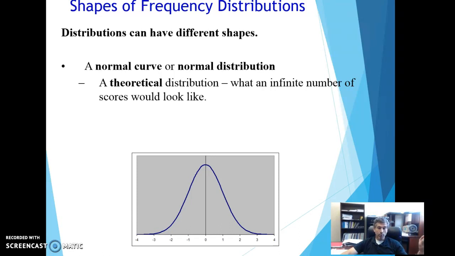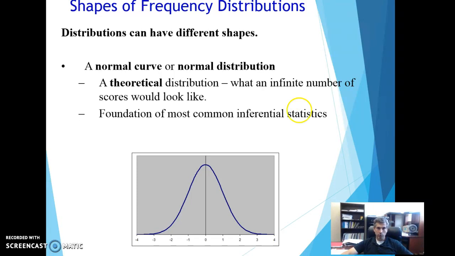How does that higher math work? Take a math class. We're not going to talk about it here. We're just going to talk about how it works for us. So again, this is a theoretical distribution. It's not derived from actual scores. A distribution derived from actual scores, by the way, is called an empirical distribution.